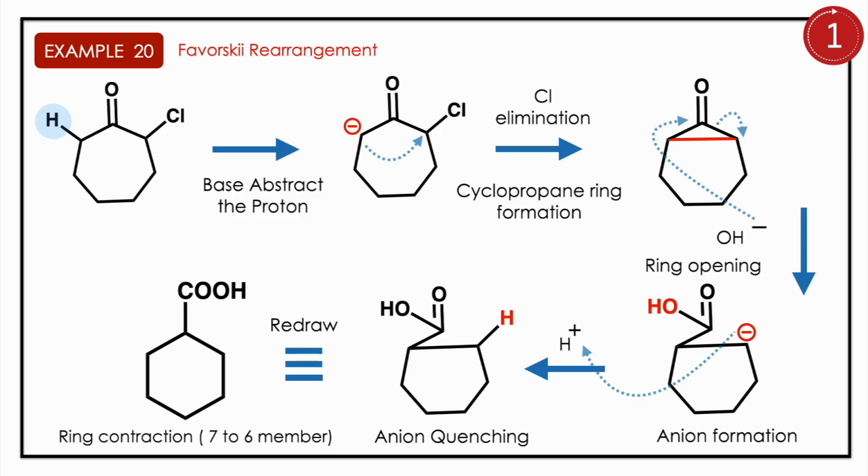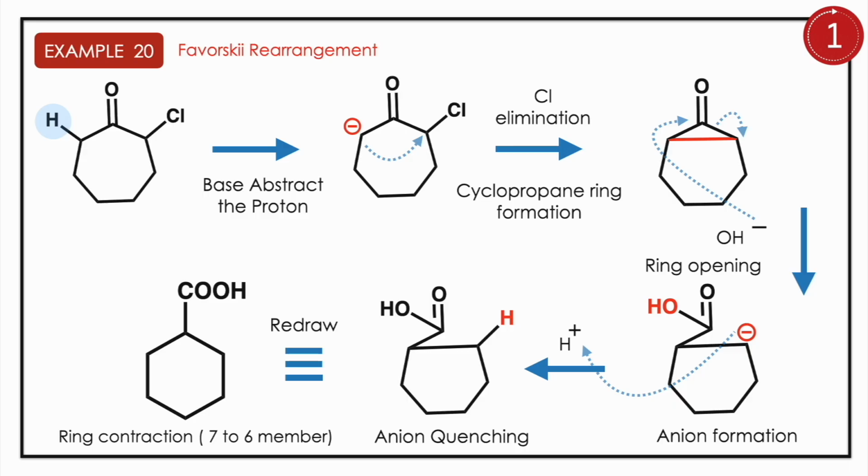Here the base removes the alpha hydrogen and forms the anion. The anion is the nucleophile. You have a leaving group inside the system, which is chlorine. So the anion attacks the chlorine carbon and forms cyclopropanone. Cyclopropanone is a strained ring, so it is attacked by OH through nucleophilic addition, and the ring opens.